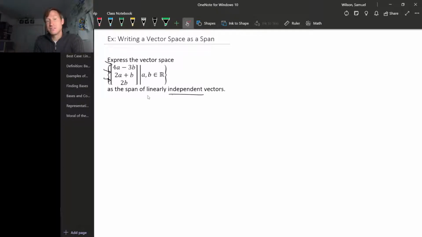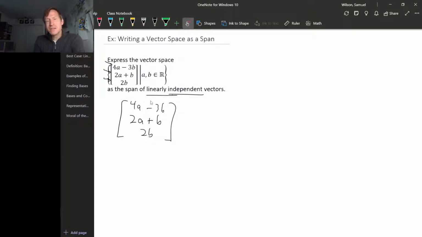one thing we've noticed in the past is that if you have linearly independent vectors, you can sort of treat that almost like a coordinate system on the vector space. So let's come up with a linearly independent spanning set here. Every vector in this subspace has this form, and A and B can be any real number, right? Different choices of real numbers give us different vectors.